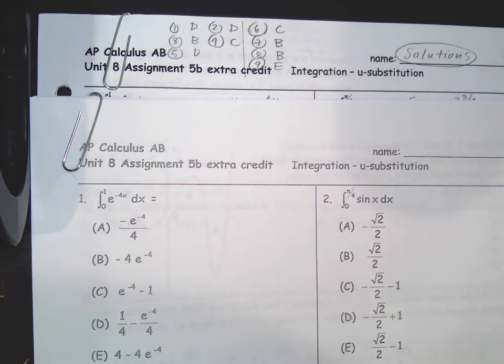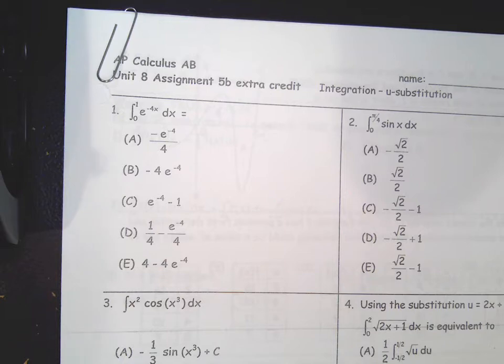These are the answers at the top, multiple choice. Number 1 is D, 2 is D, 3 is B, 4 is C, 5 is D, 6 is C, 7 is B, 8 is B, and 9 is E. So let's try these out.